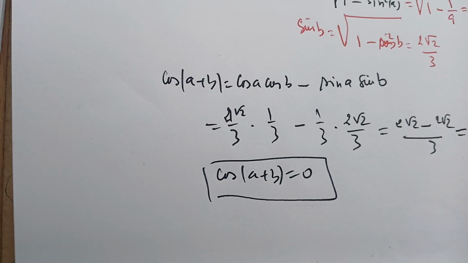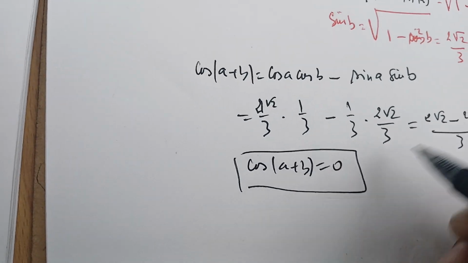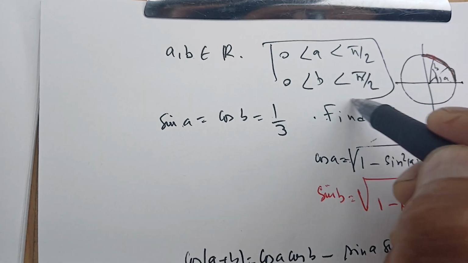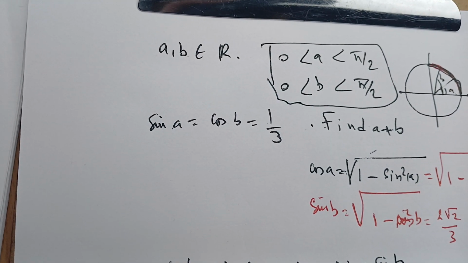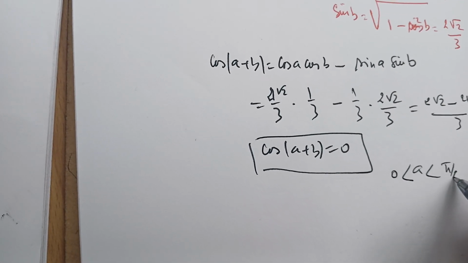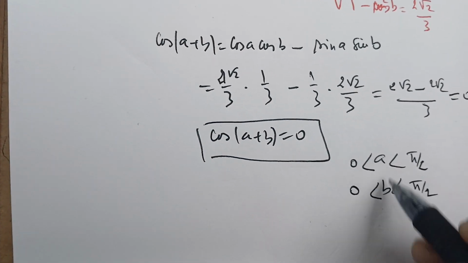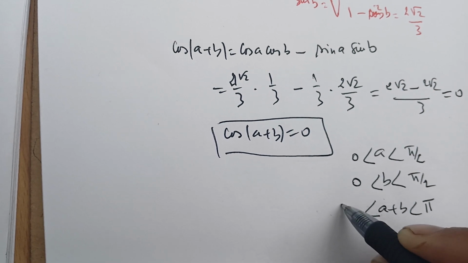Now let's go back and use some logic. We are given two conditions. A is between 0 and pi over 2, and B is between 0 and pi over 2. Adding these, we get that A plus B is between 0 and pi.